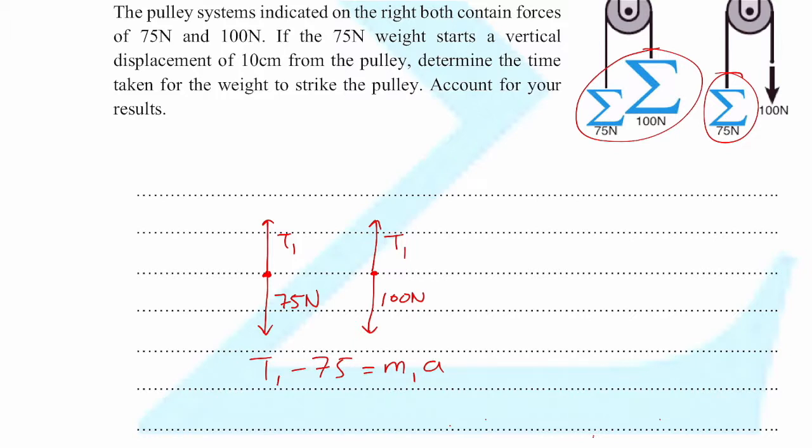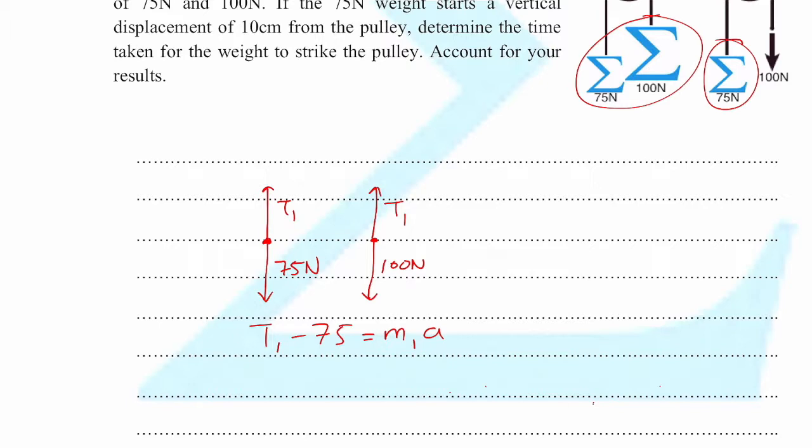We can do the same thing for the right hand side. Now we're expecting the right hand side to accelerate downwards. So the 100 should be the greater force, minus T1 is going to be M2A, where M2 is the mass associated with the 100 Newton sigma.